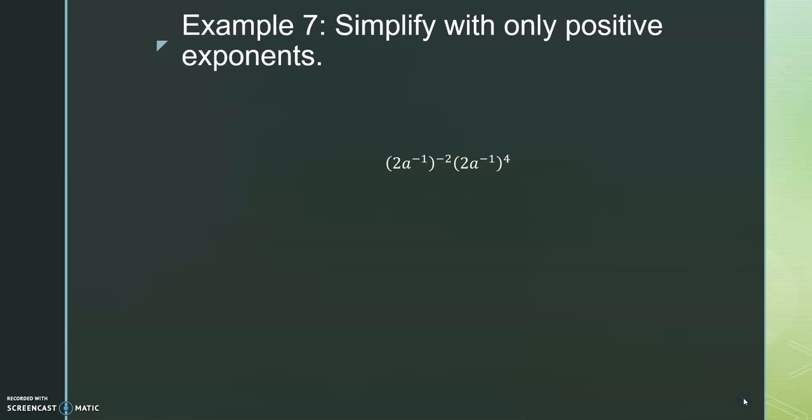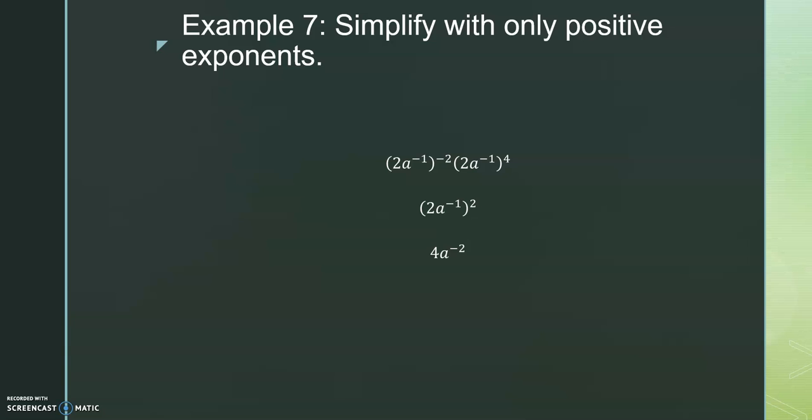Example 7. 2a to the negative first, all to the negative second power, times 2a to the negative first, to the fourth power. Looking inside those parentheses, they are both 2a to the negative first. They are the same thing inside the parentheses, so we can add the exponents. Negative 2 plus 4 is positive 2. So we have 2a to the negative first squared.